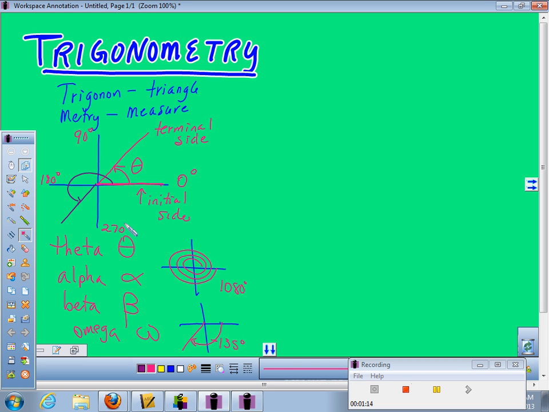Okay. Our deal is sometimes if I give you an angle, particularly an angle larger than 360, in order for you to be able to work with it, you need to figure out what angle it is the same as that's less than 360, and those are called coterminal angles because they have the same terminal side. They end at the same place.